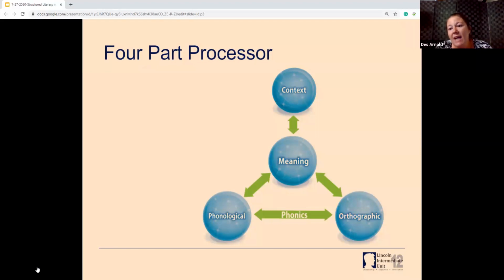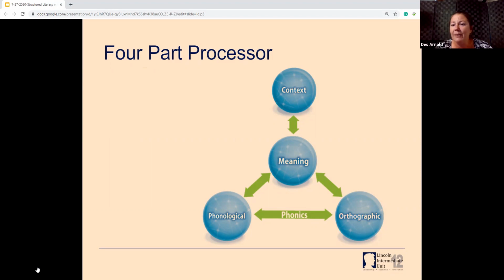Once you have those processors working together and you have a nice solid foundation, a good base, then your brain is able to take those words that you're reading and create meaning. And once you have meaning, you can create context. This is where your sentence structure would come in. This is a bottom-up model. We start at the bottom with a nice solid foundation, like when you build a house.